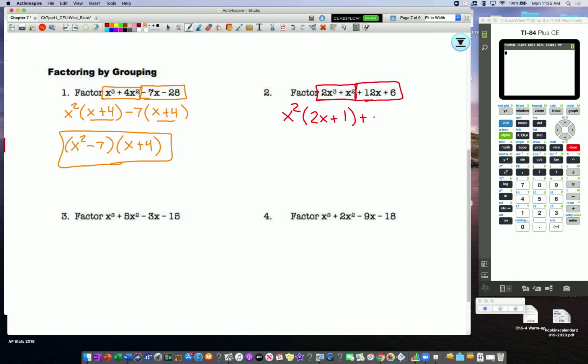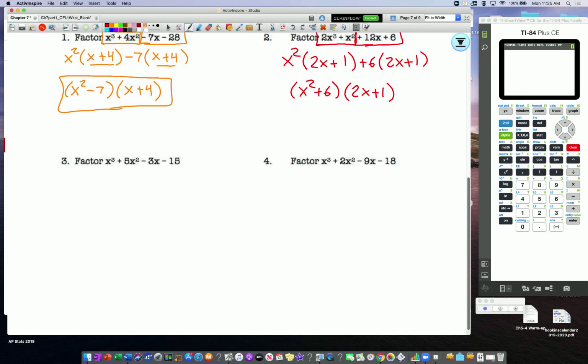12 and 6, they share a 6. Left with 2x plus 1. Hey, they're exactly the same. So I have x plus 6 sets of 2x plus 1s. I can actually FOIL this out. X squared times 2x, 2x cubed. X squared times 1, x squared. 6 times 2x, 12x. 6 times 1, 6. Got it right. Woo!